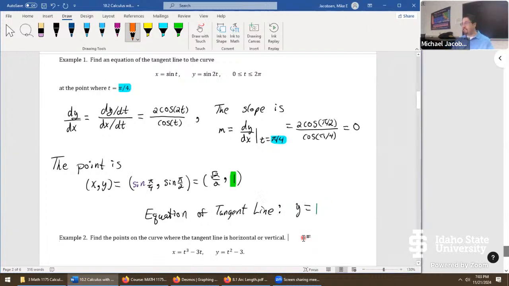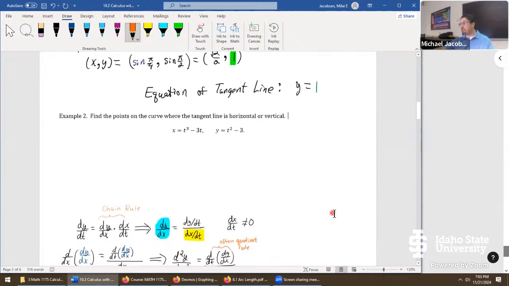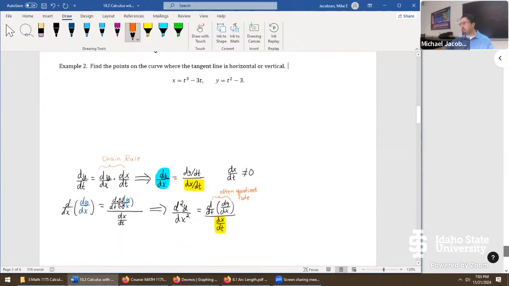Okay, well, let's try this out again. So example 2. This time we're not going for a tangent line equation. We just want to know when the tangent line is horizontal versus when it is vertical. And it's still controlled by this object right here, dy dx. That's the slope at any value where the slope is defined. So we can split this off into two ideas.